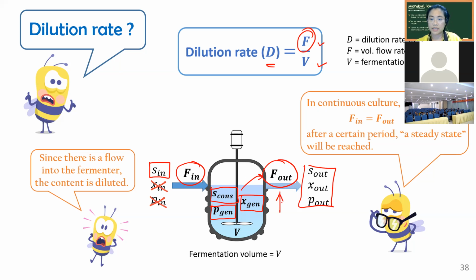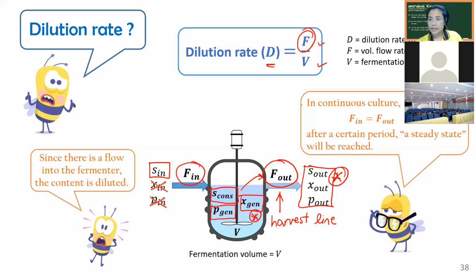So this is the harvesting line for the continuous culture. Seeing the flow like this, you should conclude that the concentration in the outstream is just the same as the concentration in the fermenter.